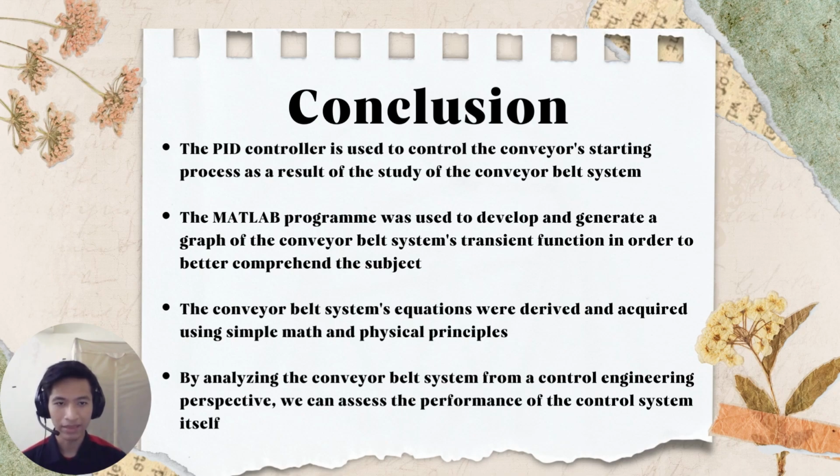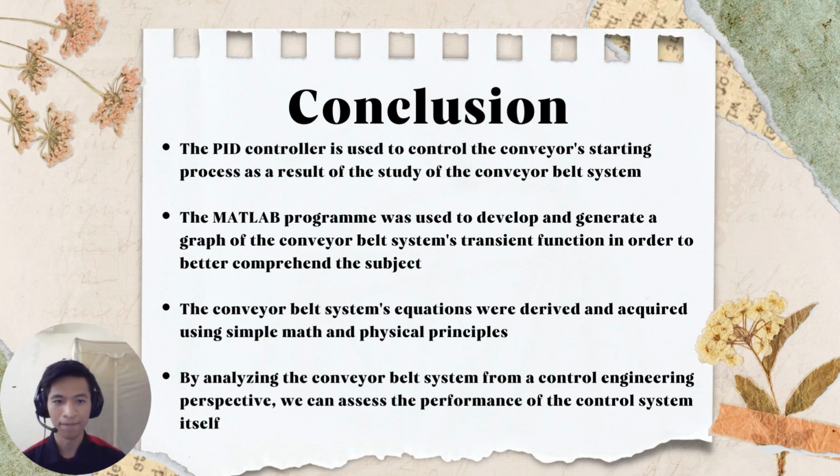The conveyor belt system's equations were derived and acquired using simple math and physical principles. Students are able to examine the conveyor belt system's process control systems, time response, frequency response, and stability by using the MATLAB and Simulink application. By analyzing the conveyor belt system from a control engineering perspective, students can assess the performance of the control system itself. This includes evaluating the accuracy, responsiveness, stability, and overall effectiveness of the control algorithm and feedback mechanism employed in the system.